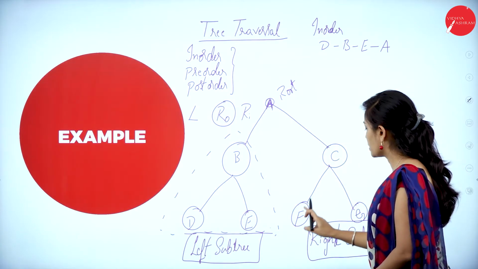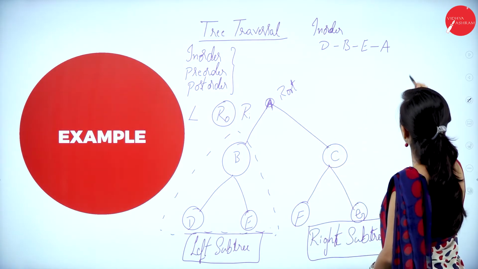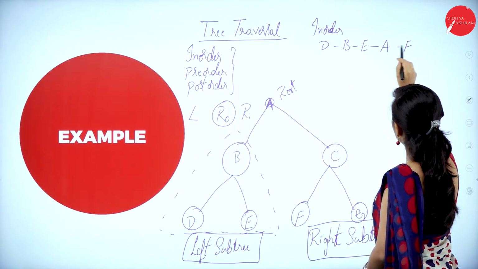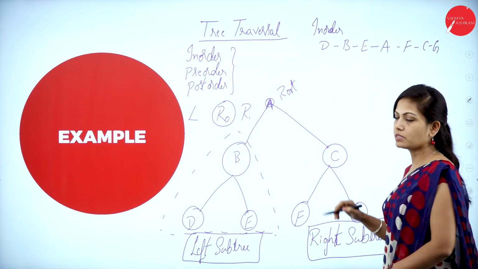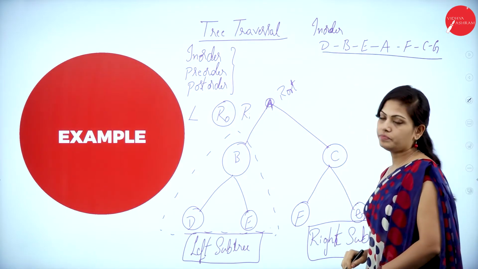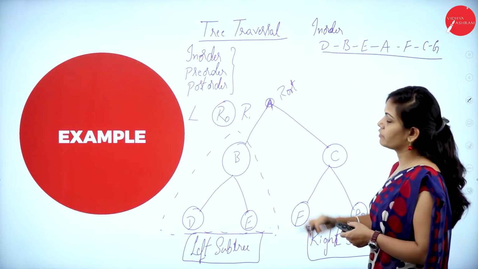And next is F, C and G. F is the left subtree, C is the root, and G is the right subtree. This is called in-order. So that is the in-order traversal for the given graph.